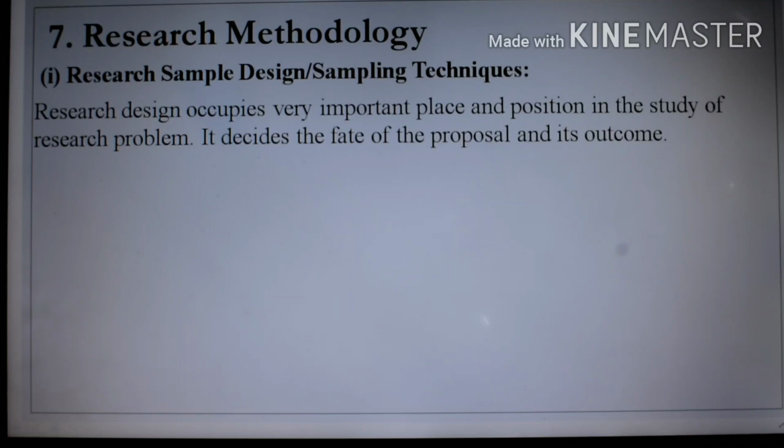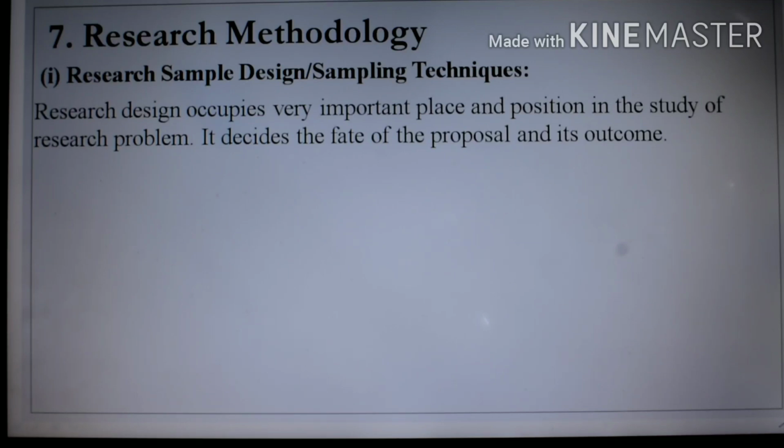Now let's talk about research design. Research design occupies a very important place and position in the study of a research problem. It decides the fate of the proposal and its outcome. You can take the example of research design.